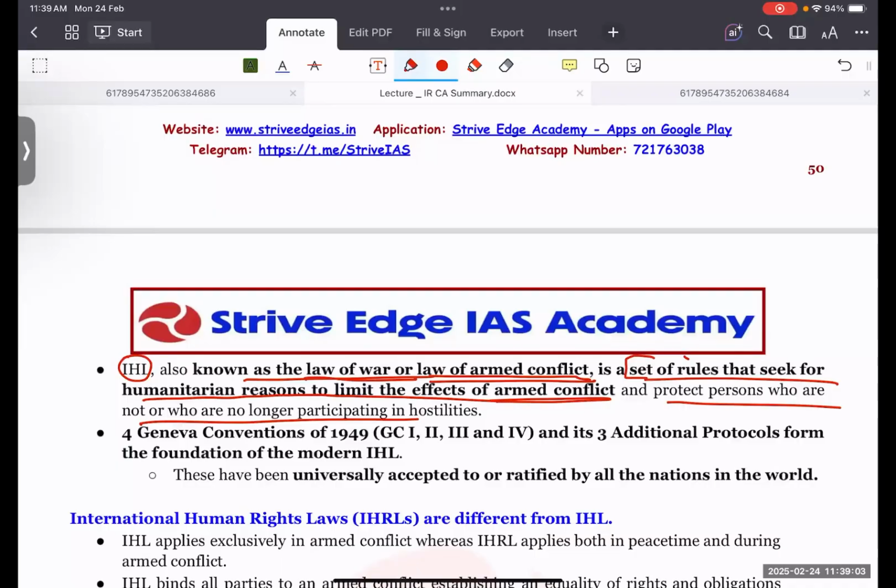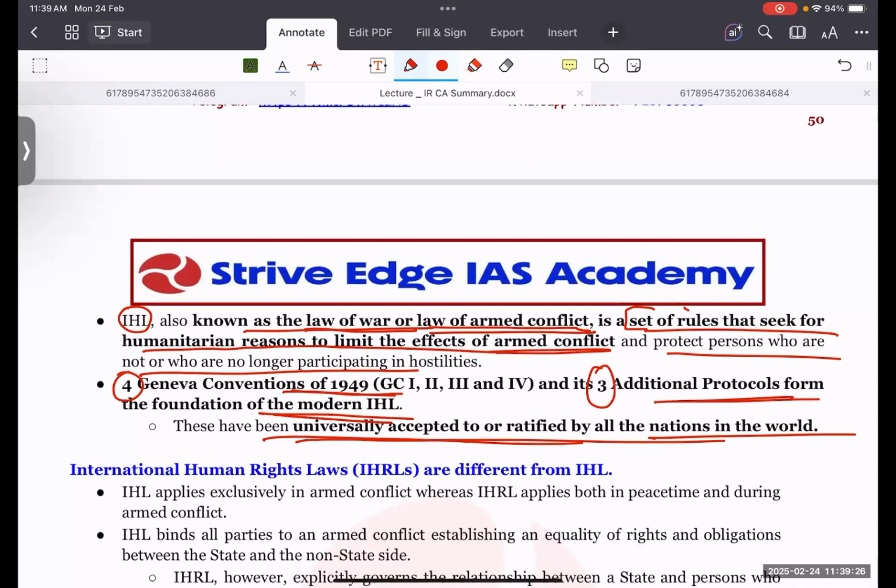That is the 4 Geneva Conventions of 1949, and its 3 additional protocols, which are some modifications to that particular convention. These form the foundation for the international humanitarian law, and this has been universally accepted and ratified by all the nations in the world. So it is all the nations which have ratified and accepted this particular thing.